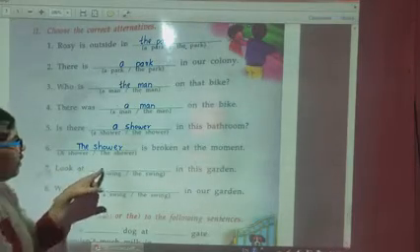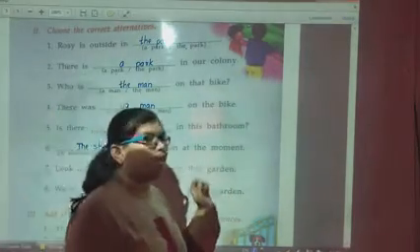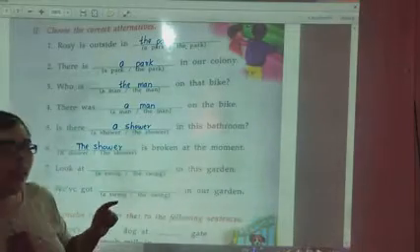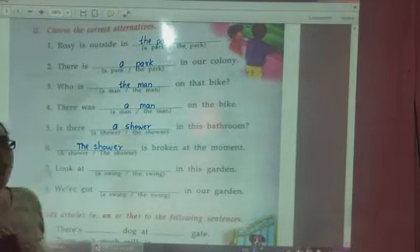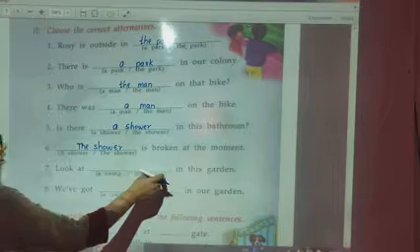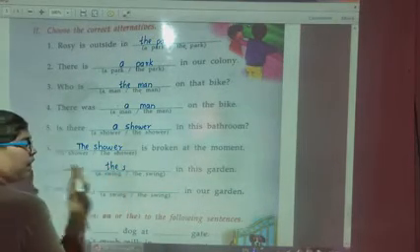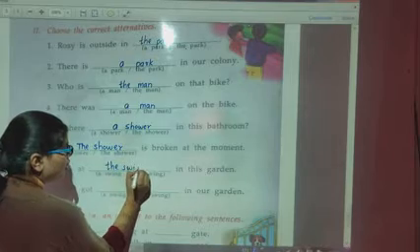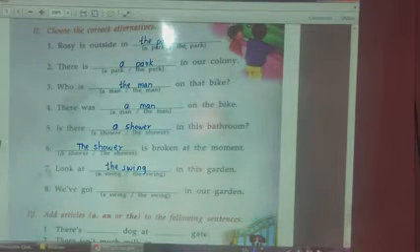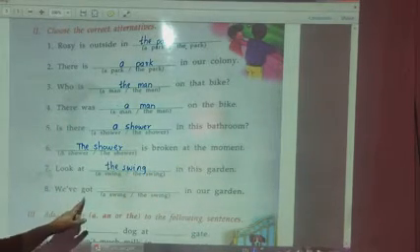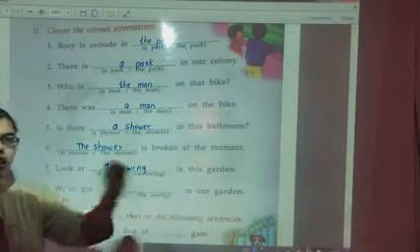Look at dash in this garden. Now in that garden a particular swing is there. So what will come? The swing. Look at the swing in this garden.